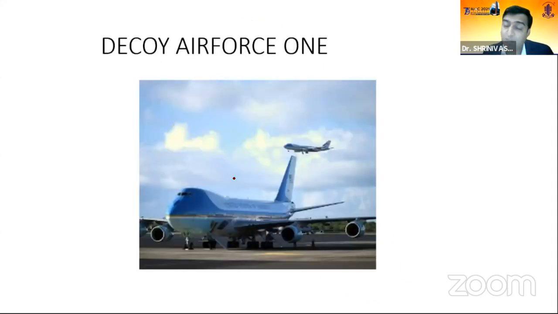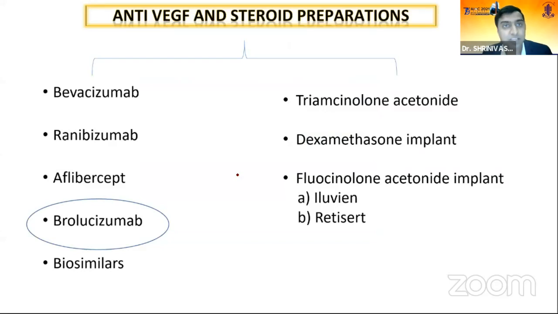You can remember this: it's also called the decoy receptor. You can remember this example: it's a decoy Air Force One. You don't know where Joe Biden is sitting here. So please remember, have mnemonics so that you can definitely write well in your exams. So coming to the next, what is new in this?